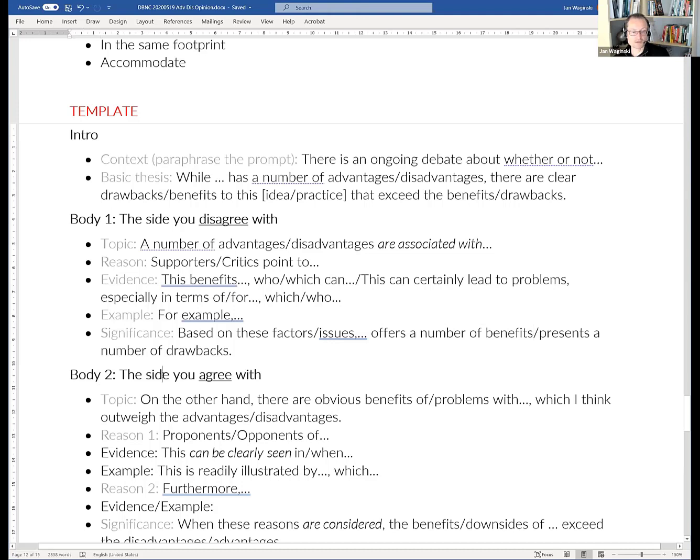Body paragraph 2 is the side you agree with. Start with the transition. On the other hand, there are obvious benefits with preserving historical buildings, with not knocking down old buildings, which I think outweigh the advantages.